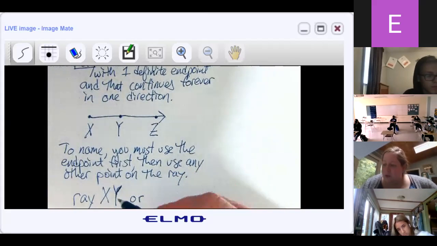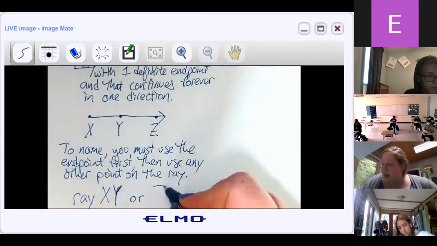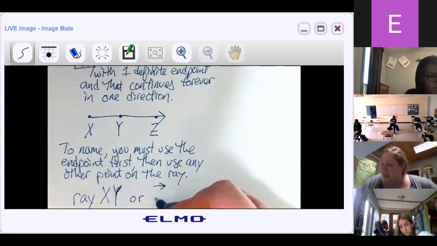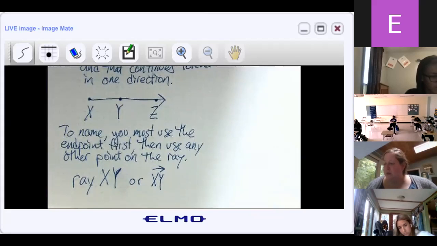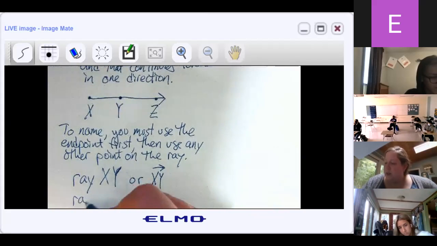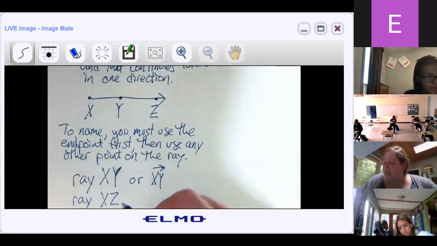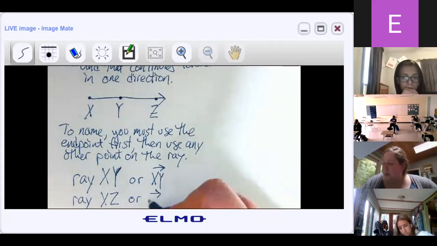Another way that you can write this notation, just like we had a symbol for line, there's a symbol for ray. You just do a one-sided arrow like that. So you could have called it ray XY, written it out, or just use the symbol. Or you can do ray XZ or XZ.